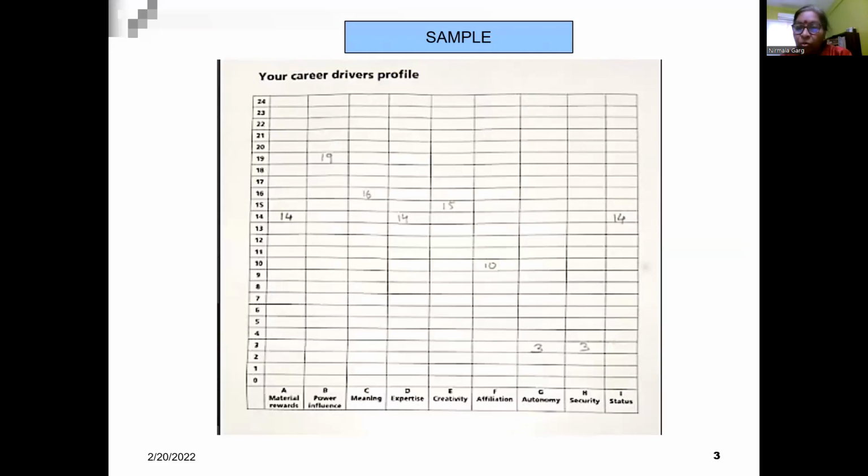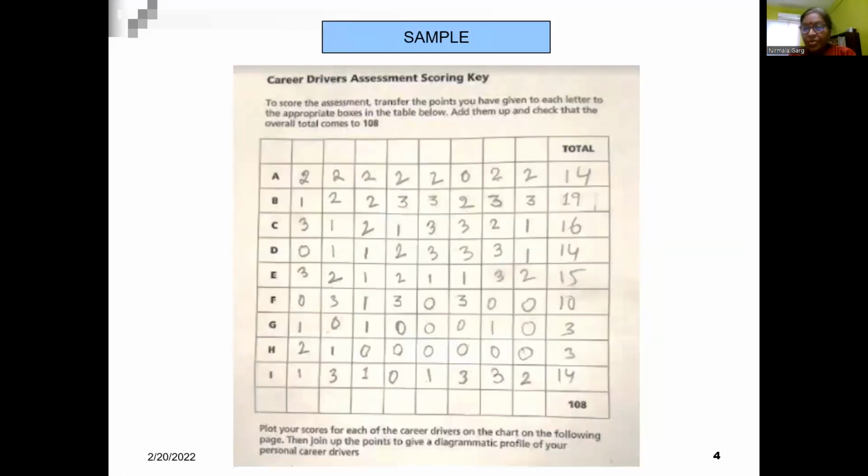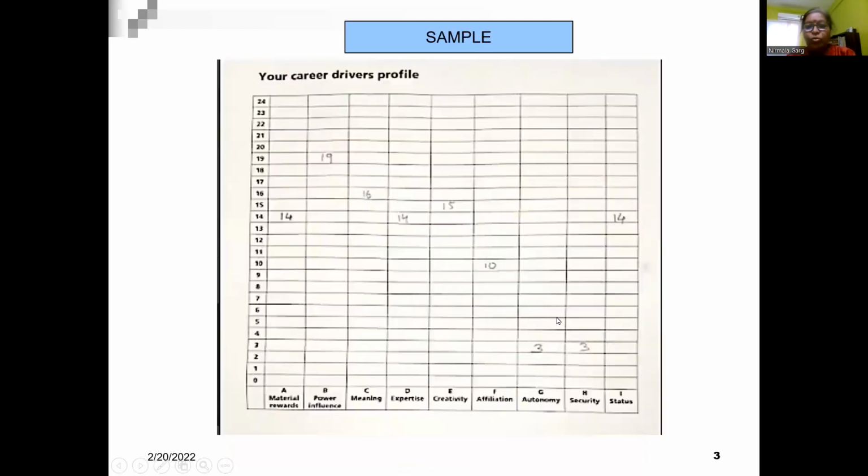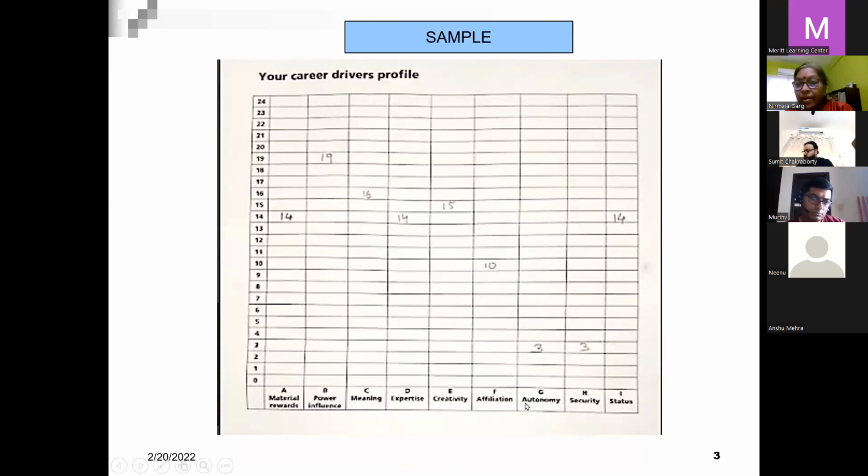Now, all of you have filled in those 36 questions, right? Assigning 3 points between the two statements. After having done that, you have collated your data. You would have totaled the points under A, B, C, D, E, F, G, H, I, and that gives you your career driver's profile.